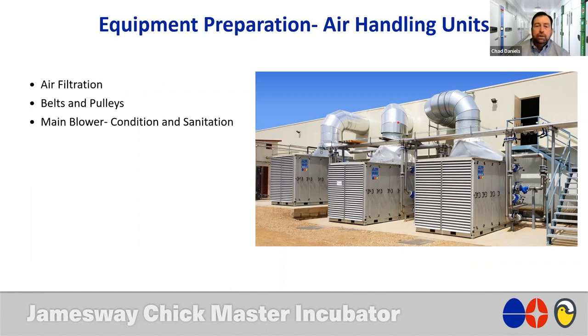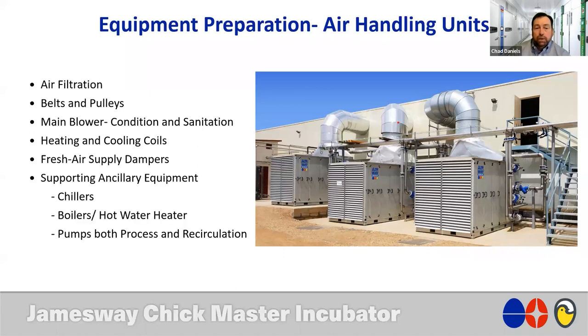And so with air handling units, we still have air filtration that's important and critical. We still have the belts and pulleys. We still have the main blower, condition and sanitation. So don't forget those pieces around an air handling unit. But with this section of equipment preparation, we're going to talk about maintaining those heating and cooling coils, fresh air supply dampers, and then supporting ancillary equipment: chillers, boilers, and the hot water heating, and then, of course, pumps, both process and recirculation.